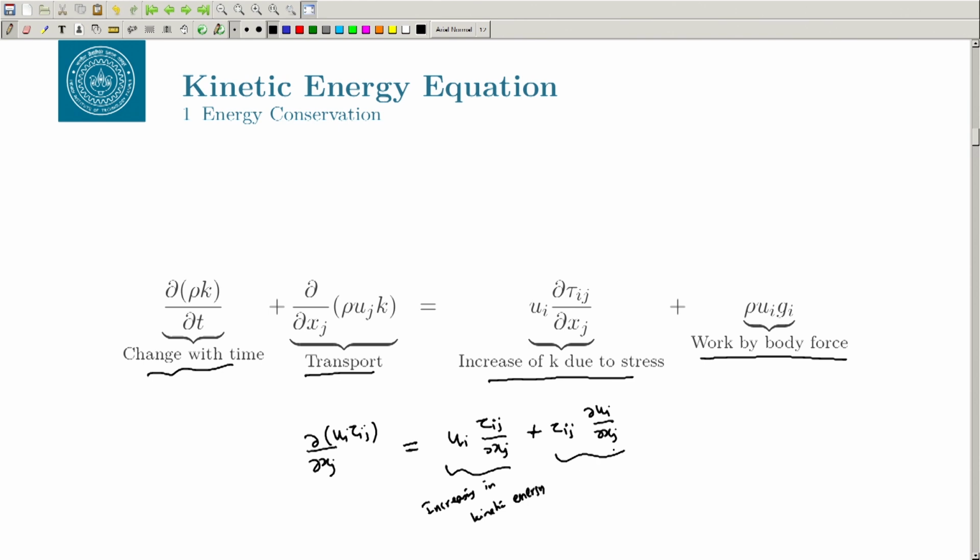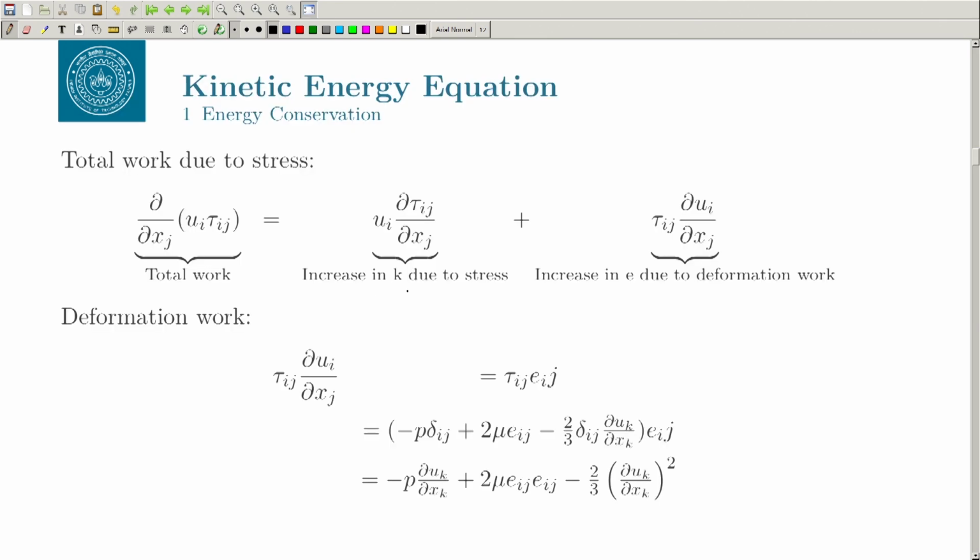okay. Now, this term is related to the deformation, okay, because it is not changing the kinetic energy, but rather it is doing the deformation. So, this will basically increase the internal energy. So, if you write an equation which involves both the kinetic energy k plus internal energy E, you will have both these terms, right. But for now you can just replace this term, okay. You can write this as kinetic energy increase due to stress and increase in internal energy due to the deformation work, okay.